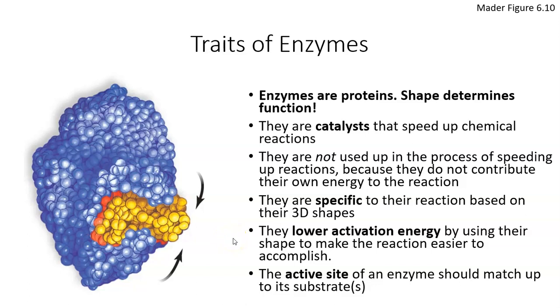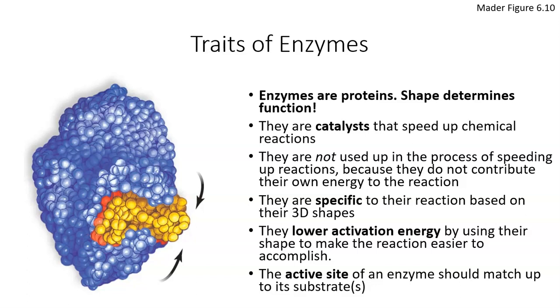Now here's the thing. They do this in a really specific way, based on their three-dimensional shape. Enzymes are specific to the reactions that they will catalyze because they are going to use their three-dimensional shape to do the job. If your reaction doesn't match that three-dimensional shape, the enzyme can't help you. So you need to have a match between the three-dimensional shape of the enzyme and the three-dimensional shape of whatever it is you're acting upon, which is called your reactant for a chemical reaction. Or sometimes it's also called a substrate if you're talking about enzymes in particular.